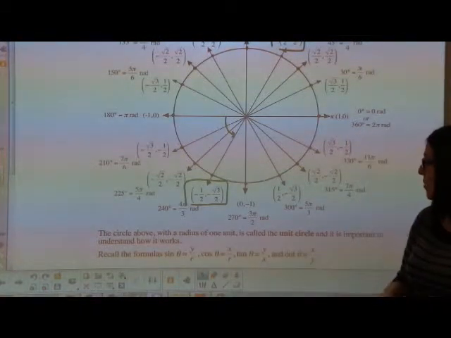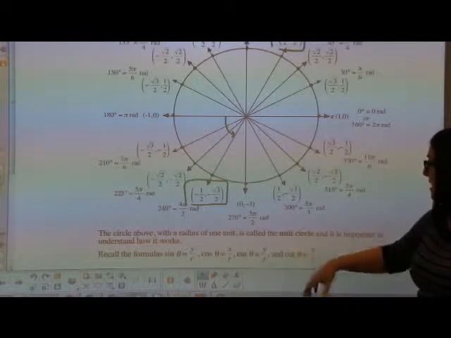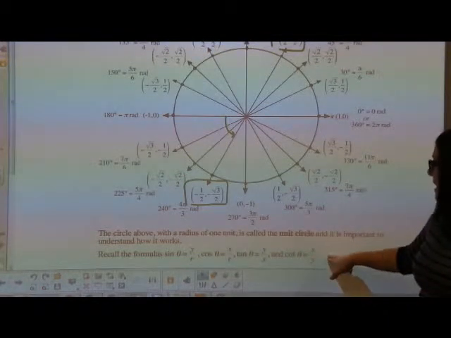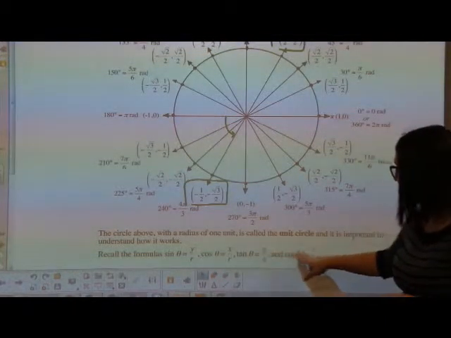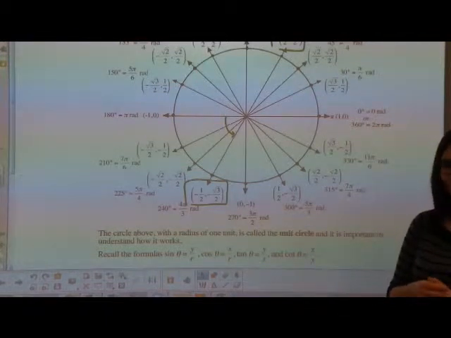It says recall the formulas for sine theta, cos theta, tan theta, and cotangent theta. Tangent and cotangent are actually on your formula sheet.